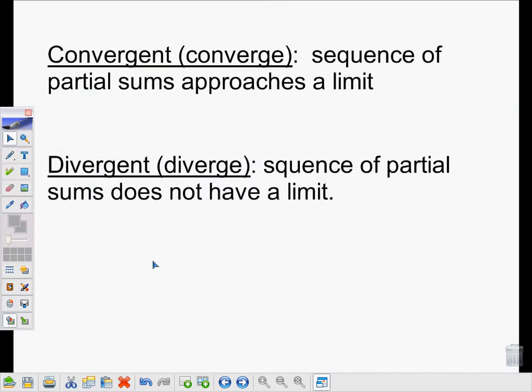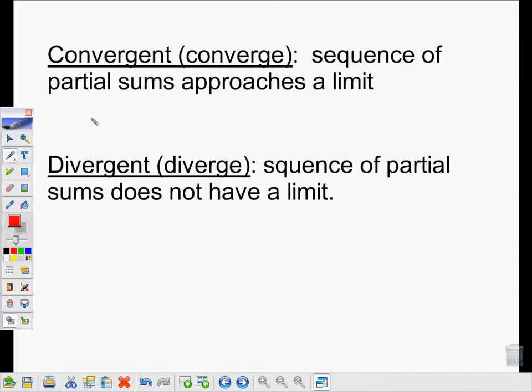A convergent series implies that the sequence of partial sums approaches a limit. So when I add up all the values in the sequence, making it a series, it will approach a number. It just doesn't take off to infinity. We saw that with geometric series that had a common ratio less than 1.